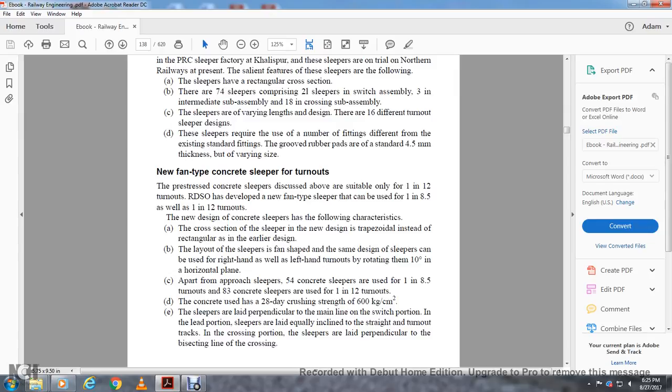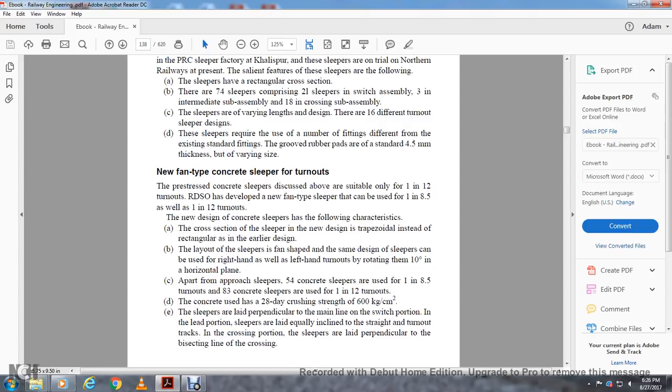The new design is trapezoidal instead of the rectangular early design. The layout of the sleeper is fan shaped, and the same design of sleeper can be used with right-hand as well as left-hand turnouts, by rotating them 10 degrees in a horizontal plane. 54 concrete sleepers are used in 1 in 8.5 turnouts, and 83 concrete sleepers are used in 1 in 12 turnouts.